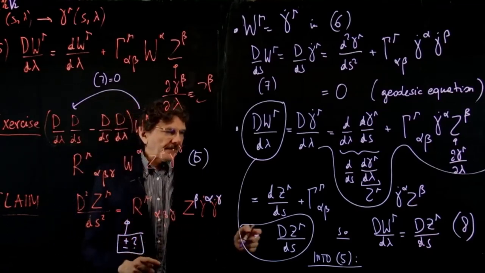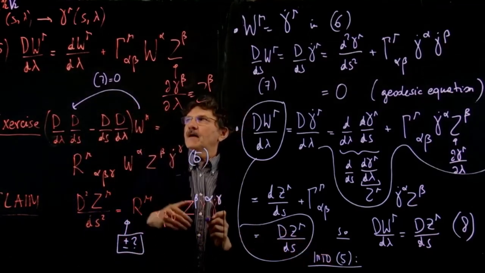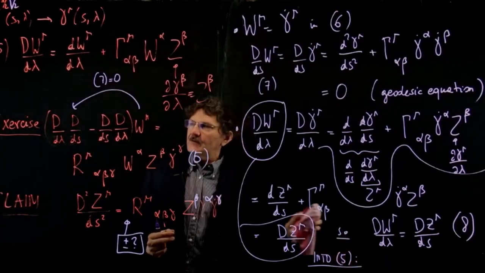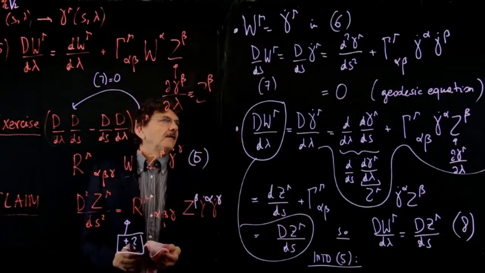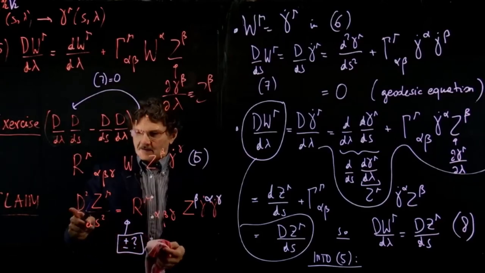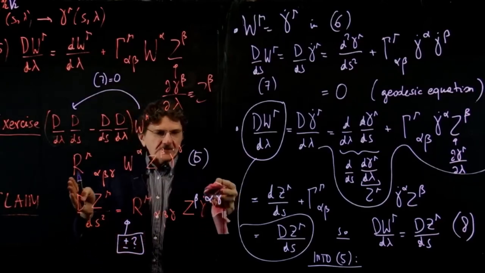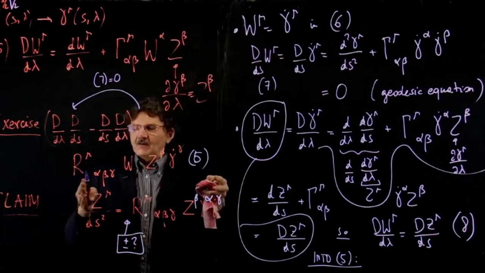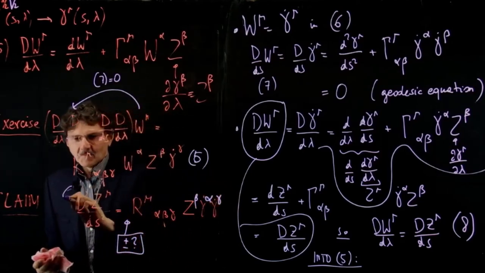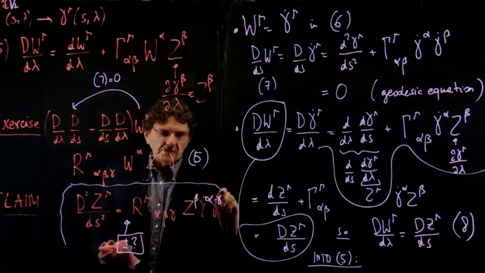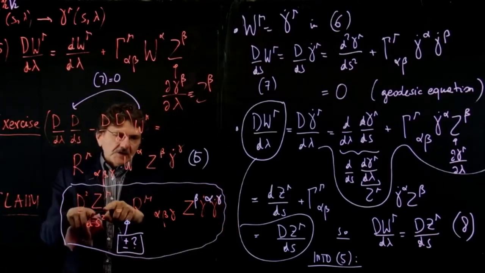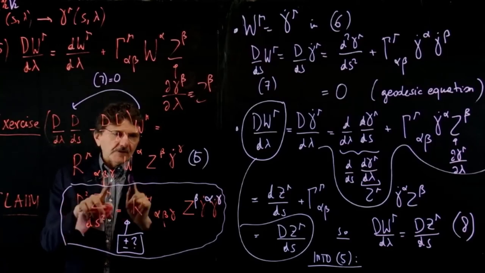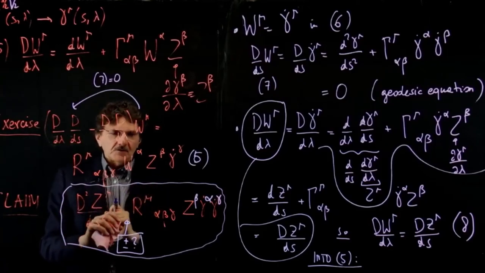But then, if I put all this into 5, now it's going to be tricky because I don't want to erase 5. I don't want to erase my Jacobi equation. This is called the Jacobi equation or the geodesic deviation equation. This is the main equation of this section. Right? So it's telling you the acceleration, because it's second derivatives of the vector which connects nearby geodesics.